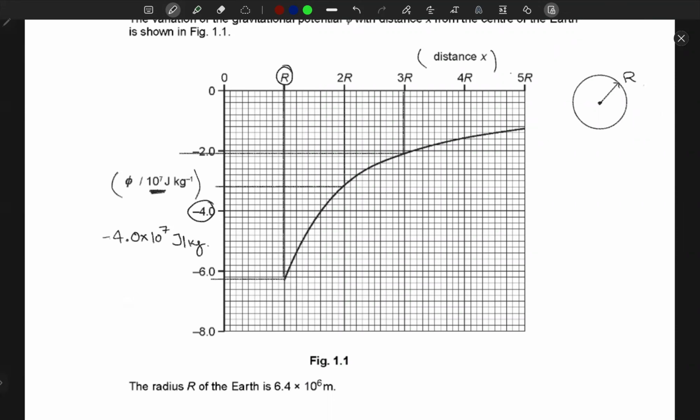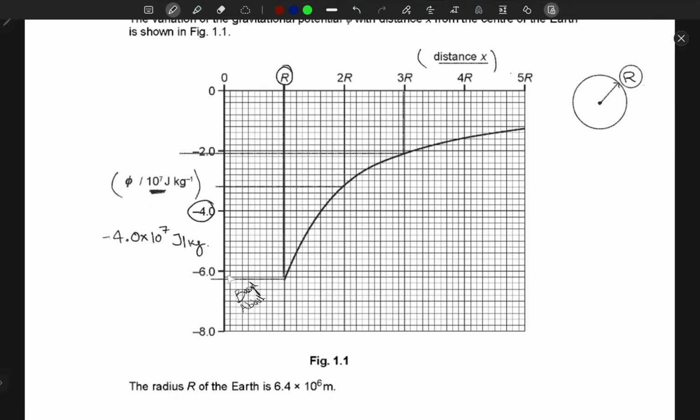Sir, what will be the potential at the surface? You'll look at the value of r in this distance, because at the surface of the Earth the distance is just r, right? The radius of the Earth. And so you'll just go down from this r like this, and then you'll check on the y-axis. It is this value.